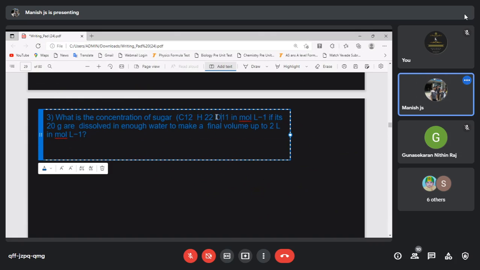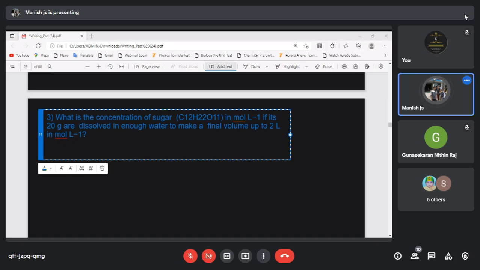C12, H22 and O11, that is the formula. We are asking you to find the concentration in moles per liter. Of its 20 grams, they have dissolved 20 grams in water to make a final volume of up to 2 liters. Final volume, take it as 2 liters. So again, in moles per liter.